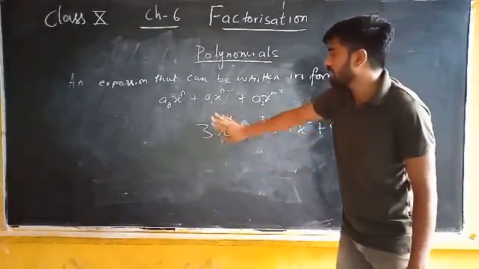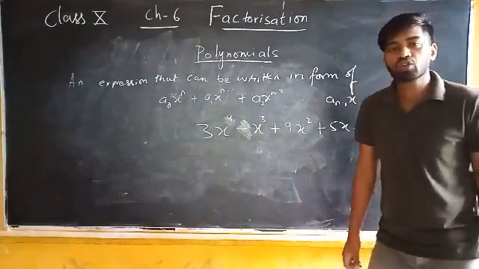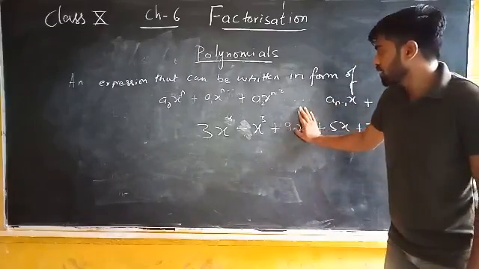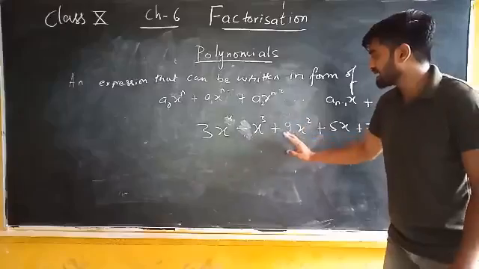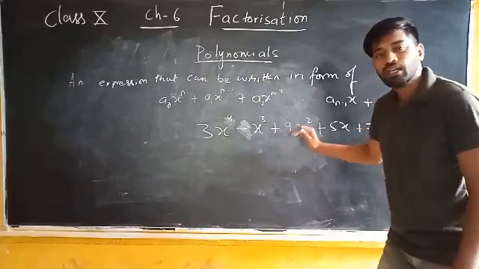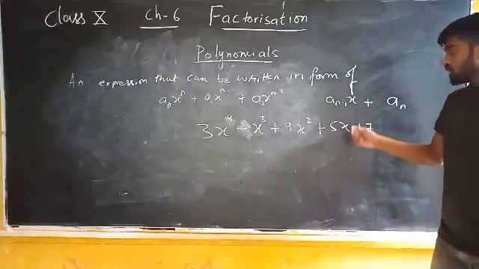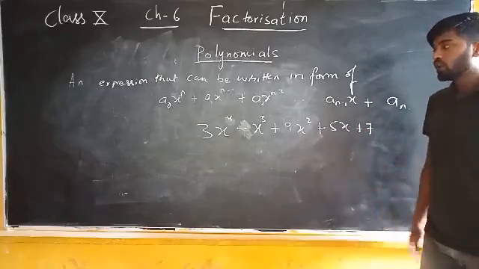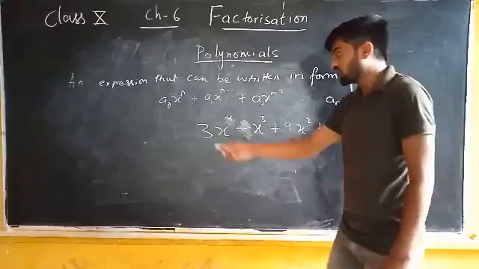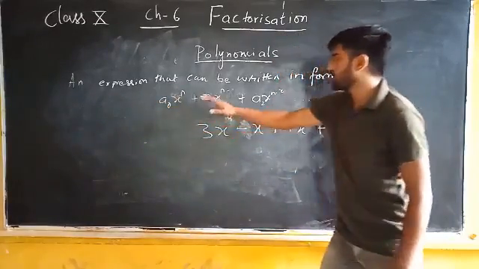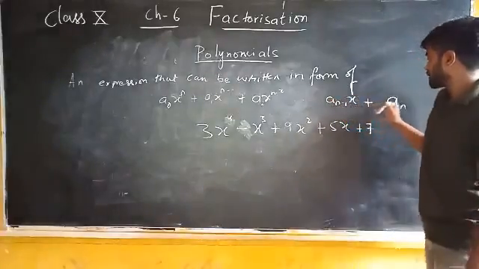Coefficient means, if I hide x square and ask what is the coefficient of x square, what else is lying with x square right now? That is 9. So the coefficient of x square is 9. What is the coefficient of x? 5. What is the coefficient of x to the power 4? 3. Okay, so these are the coefficients a naught, a1, a2, a(n minus 1), a(n).